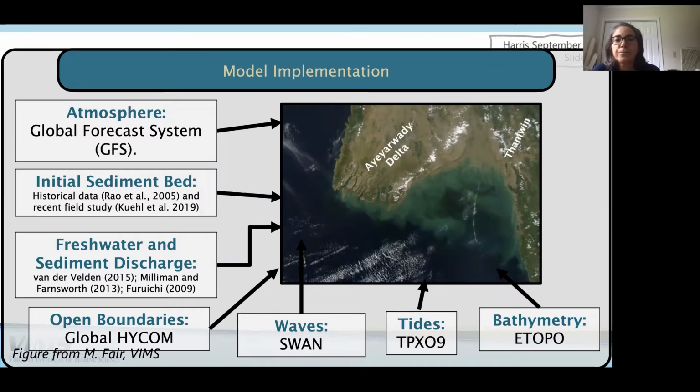This is a schematic of what Matt put into his model. And in the interest of time, I'm just going to highlight that he had to come up with an initial sediment bed. And I felt like that was one of our biggest uncertainties in our model. And then he used global models to force his boundary conditions and also to specify his wind.